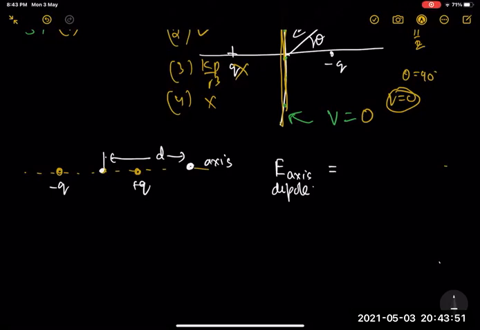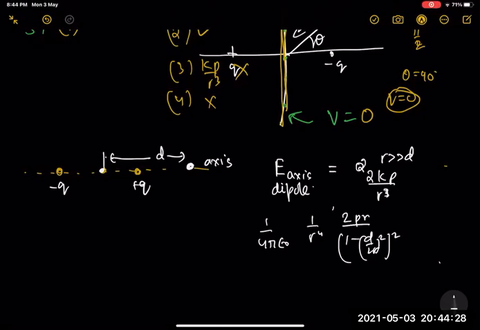See, on the axis of a dipole, if r is greater than d, then it is 2 kp by r cube. If r is not greater than d, see, this is the answer: 1 by 4 pi epsilon naught, 1 by r raised to 4, 2 pr by 1 minus d by 2r. Oh my god, this is the answer.